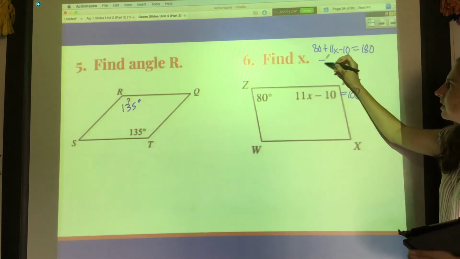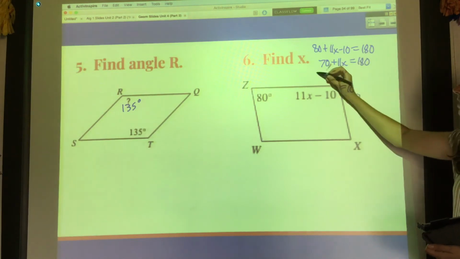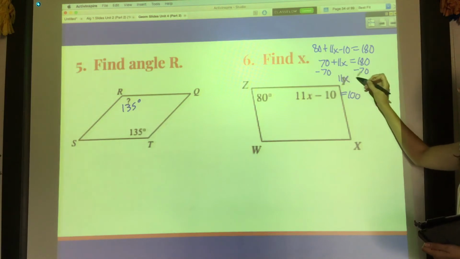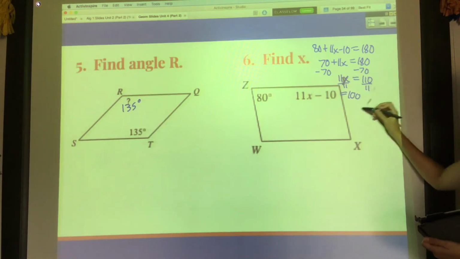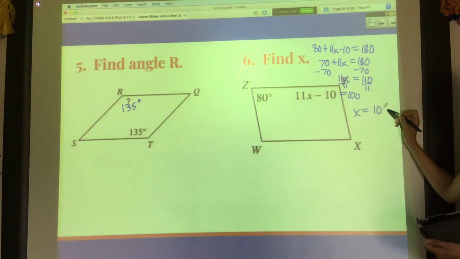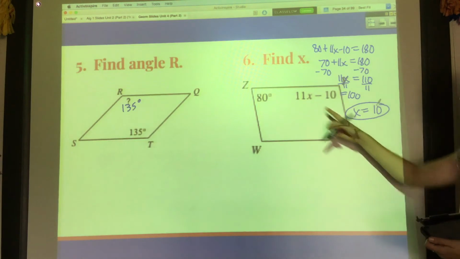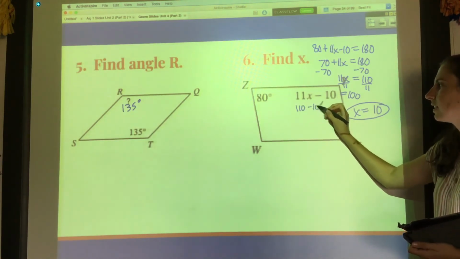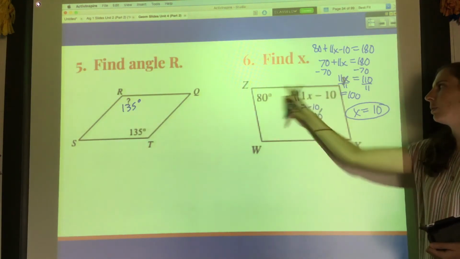80 minus 10 is 70. Then subtract 70 from both sides. So 11x equals 110, divide by 11, and we get x equals 10. Make sure that makes sense. If I do 11 times 10, that would be 110, but minus 10 would be 100, which makes sense because 100 plus 80 would be 180.